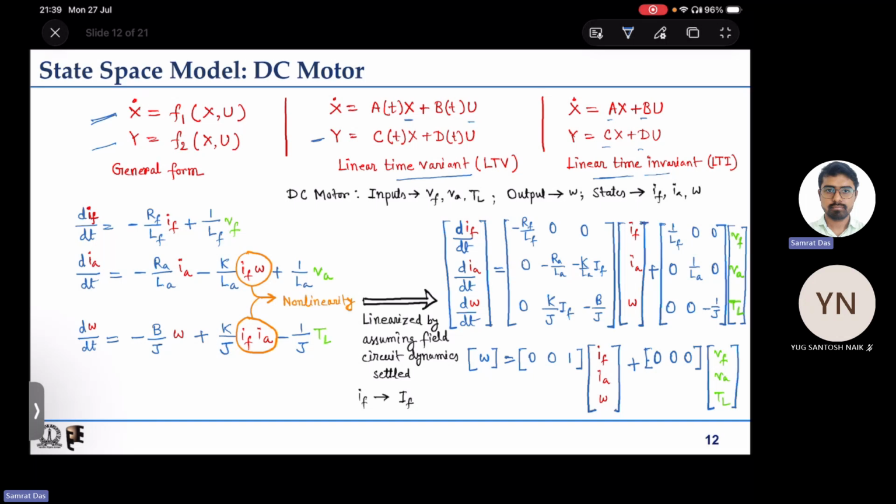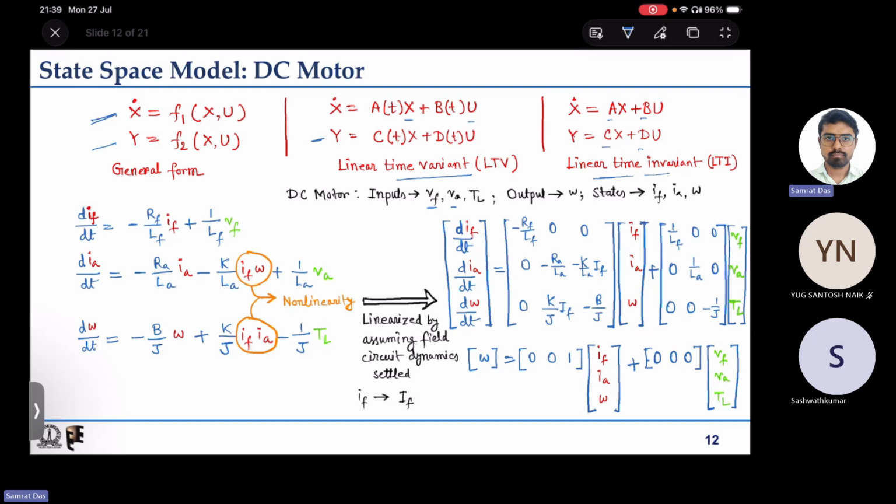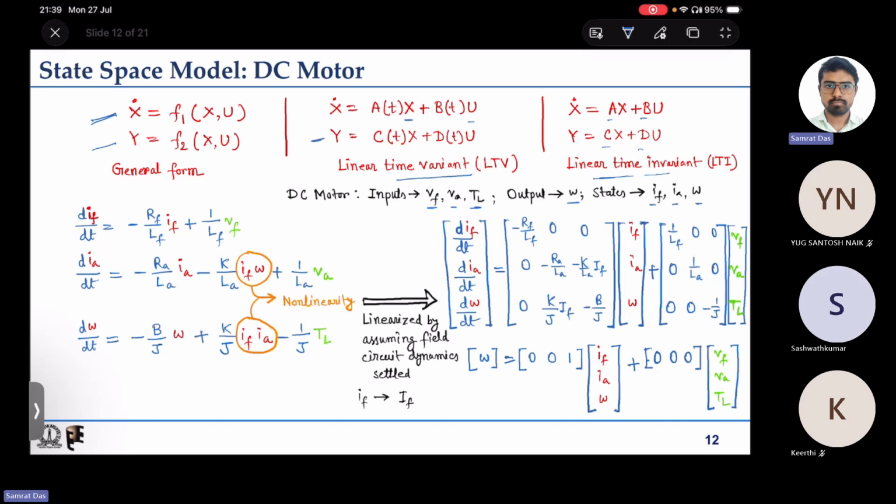So we took the case of a DC motor whose inputs were the field voltage, armature voltage, and load torque, right? And output is the speed, and states were taken as the currents, like the field winding current, armature winding current, and speed. So these are the differential equations written in appropriate format for the state space modeling.